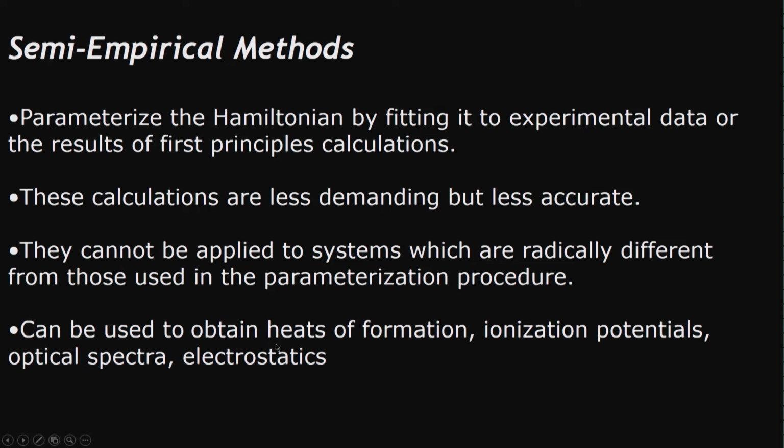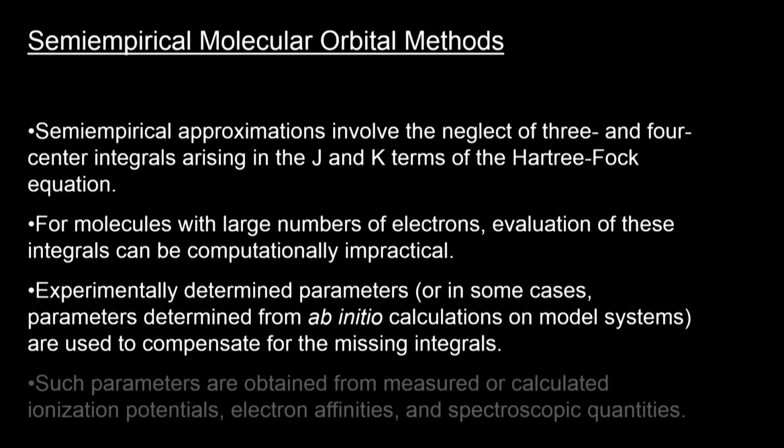So, we can use semi empirical methods for calculating heat of formation, ionization potentials, okay. So, if I ionize a molecule, what is the energy required, optical spectra, electrostatics. So, a lot of these simulations can be done using semi empirical methods, that is the advantage of these type of methods. So, many things are parameterized, that is how the method becomes simpler, less computationally intensive, faster, and we can go up to hundreds of atoms because many things here are parameterized, that is called the semi empirical method. So, we have the semi empirical molecular orbital method.